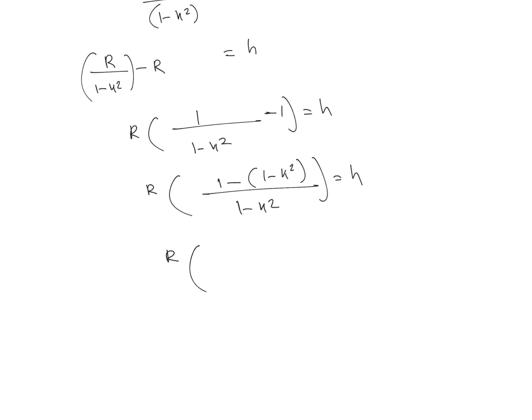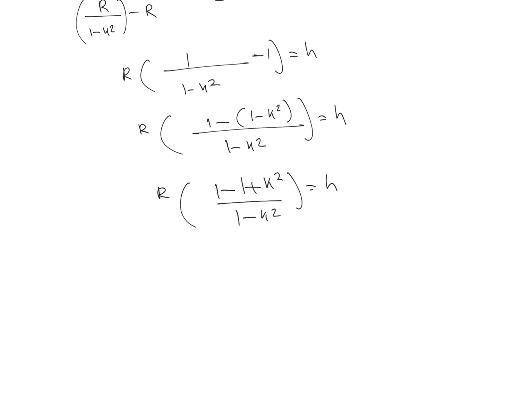Or you can write this as R into 1 minus 1 plus k square divided by 1 minus k square is equal to h. So we can cancel the 1 and minus 1, and the remaining thing is h equal to R times k square divided by 1 minus k square.